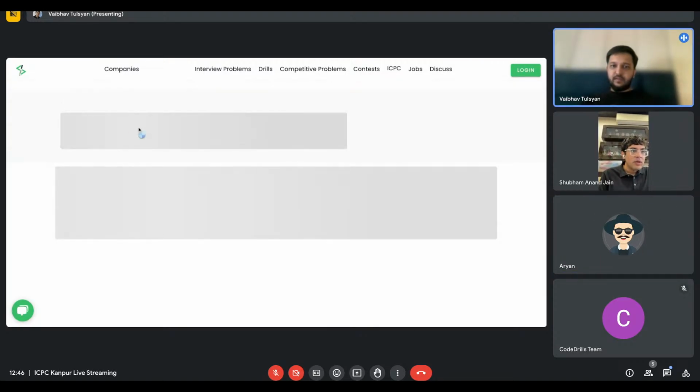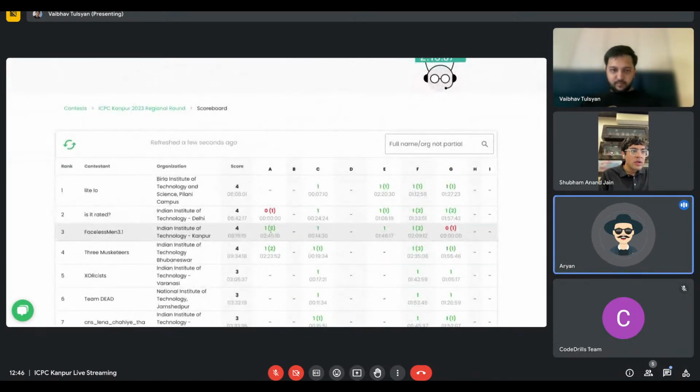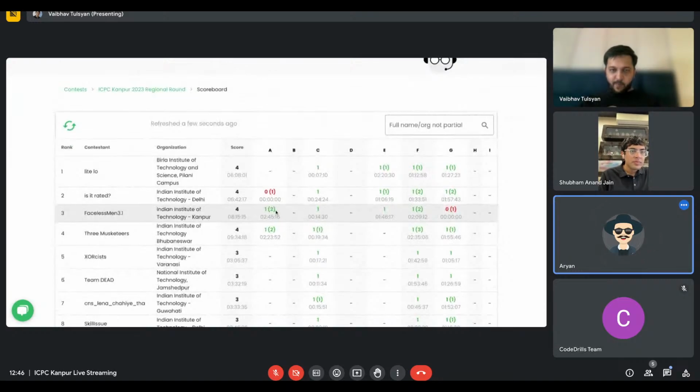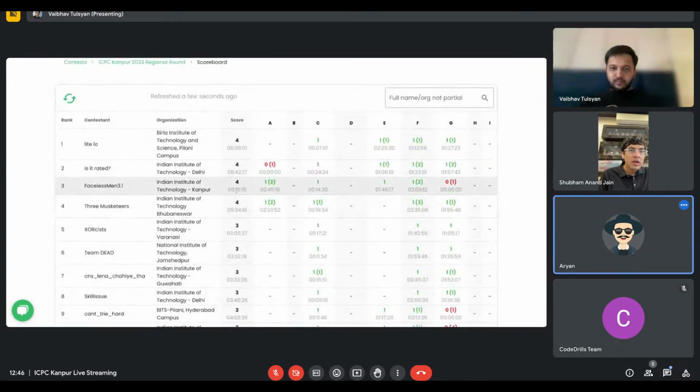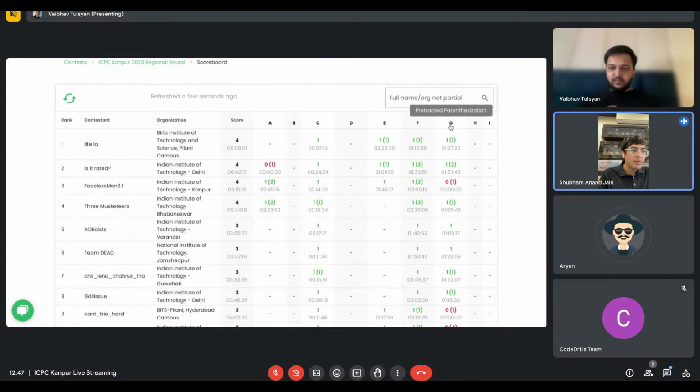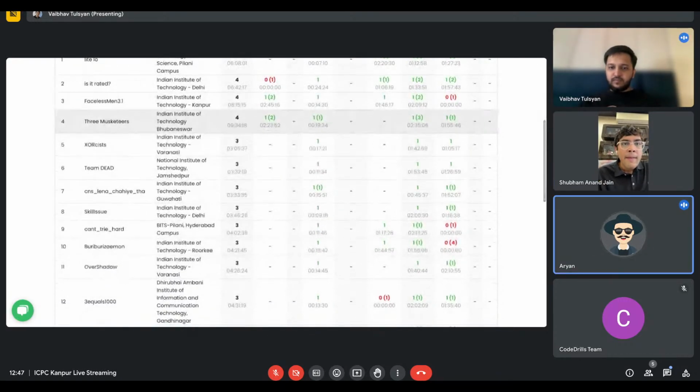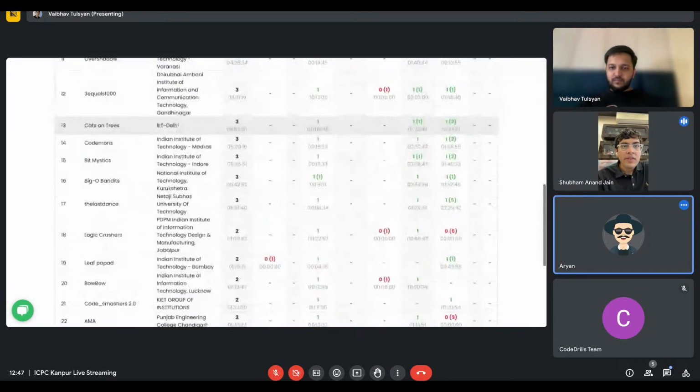Yeah, Faceless Men. Faceless Man has also just solved this problem, and they are at third rank right now. If they can get G, they'll be doing pretty well, I guess. Are they close to G?